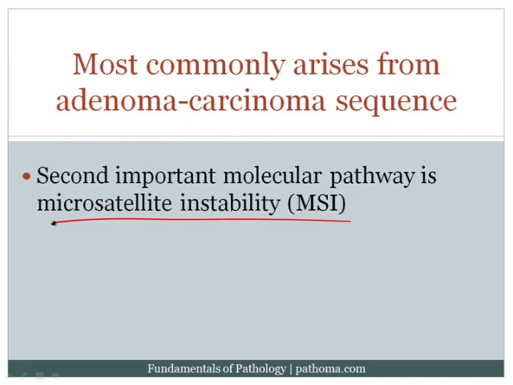Now, what is this pathway? Well, let's begin by reminding ourselves about what microsatellites are. So microsatellites are repeating sequences of non-coding DNA. They're present in our DNA. And every time we have cell division and we copy our DNA, we also copy the microsatellites. Normally, when we have cell division, we will copy the microsatellites exactly the way they are, and we call that microsatellite stability.